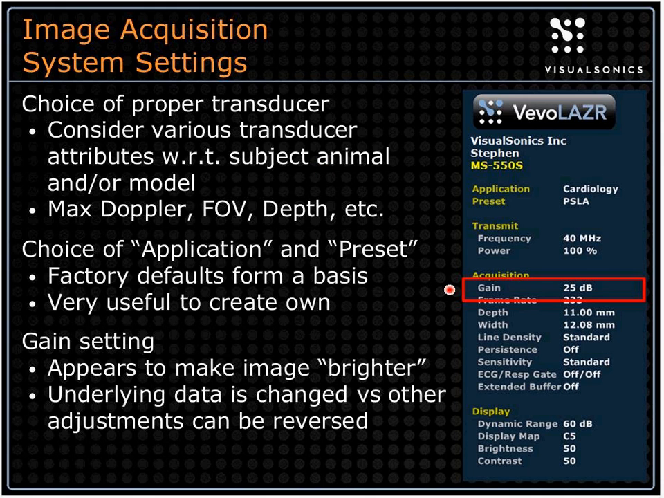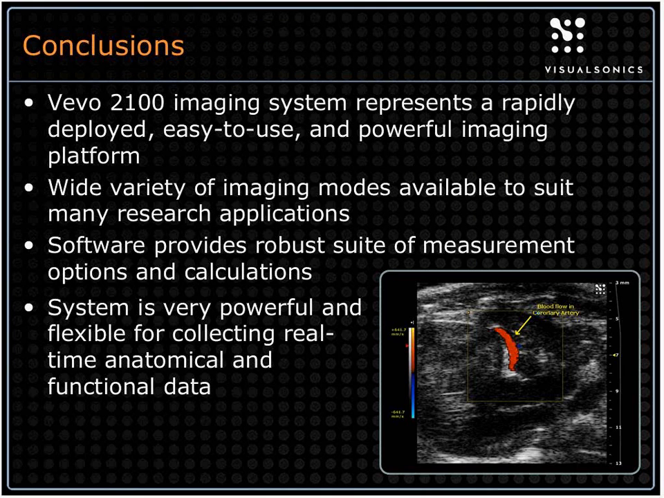And then just some important things, and this also goes for the 770. The gain settings are very important because the gain settings actually change the underlying data on the system. The brightness or darkness of the image can make it more or less challenging to do your measurements later on. Whereas other things, like the brightness and the contrast on the 2100 specifically, the dynamic range and the display map, can all be changed afterwards, post-capture. So just some important things to think about when you're doing acquisition.